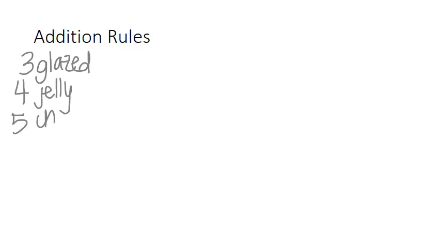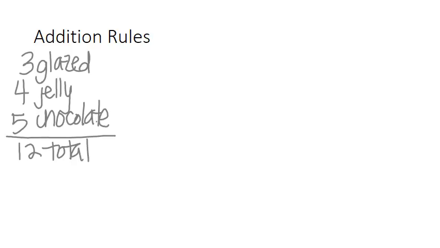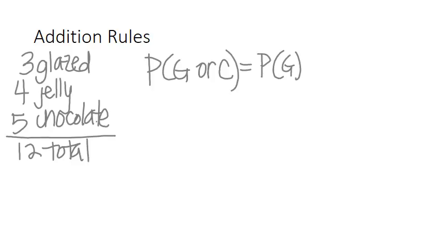We have a box of donuts. And in our box of donuts, we have 3 glazed donuts. 3 glazed. We have 4 jelly. We have 5 chocolate, which gives us a total of 12 donuts. And the probability is asked to find whether we have a glazed donut, I'm just going to put G, or a chocolate donut. That means we need to find the probability of a glazed donut plus the probability of a chocolate donut.